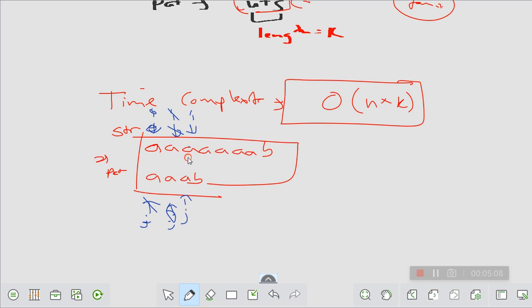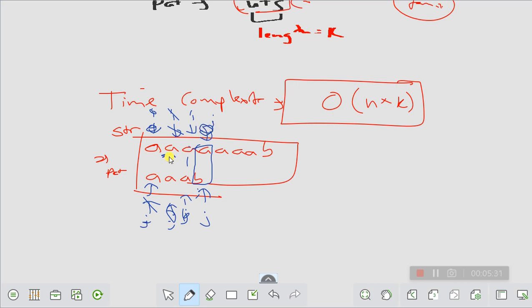Whether these characters are matching, yes they are matching, so I'm going to move my J here and I'm going to move my I here. Okay, so after that I can see that these characters are not matching. So what I can do now is move my J again to 0 and move my I to this index.